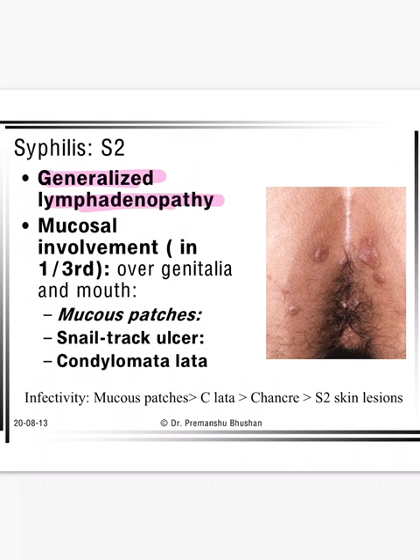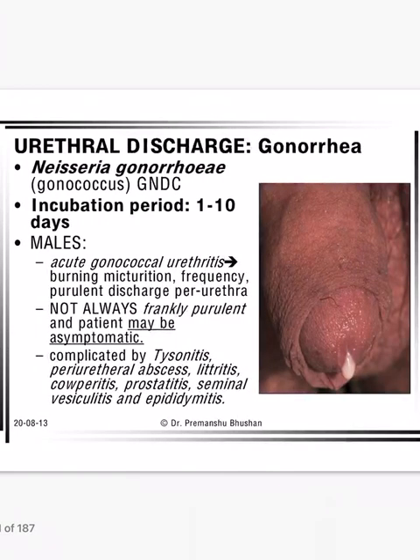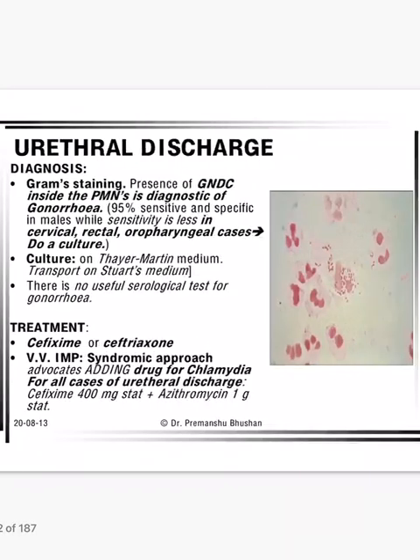So syphilis, if we talk about secondary, there is generalized lymphadenopathy, guys. There is snail track ulcer in the mouth and condyloma lata. Okay, guys. Now talking about the urethral discharge, Neisseria gonorrhoeae. We already talked about Neisseria gonorrhoeae in the rapid bacteriology revision session, guys. Go and watch those, guys.